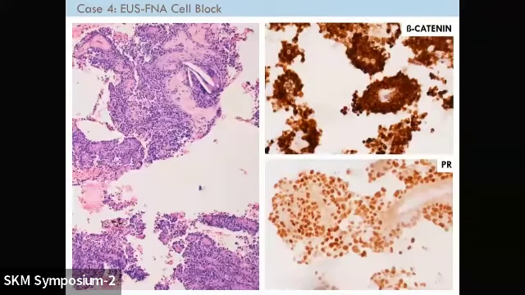This is the classical morphology of the cell block that we saw of this tumor, which is characterized by this papillary architecture. But again, the diagnosis of this tumor is highly dependent on immunohistochemical markers. As you can see over here, this tumor exhibited strong diffuse nuclear positivity of beta-catenin and progesterone receptor, which confirmed the diagnosis of solid pseudopapillary neoplasm.